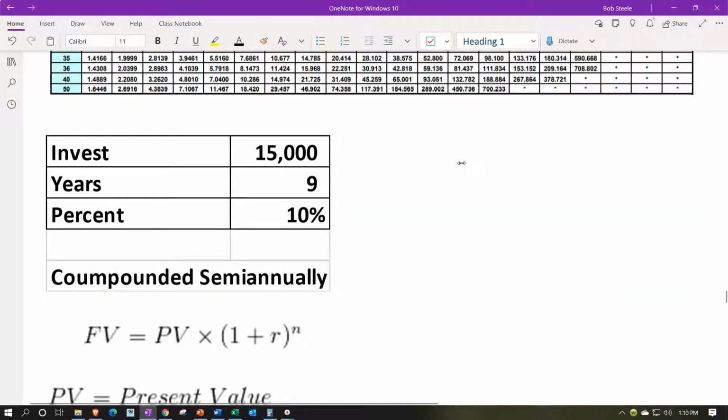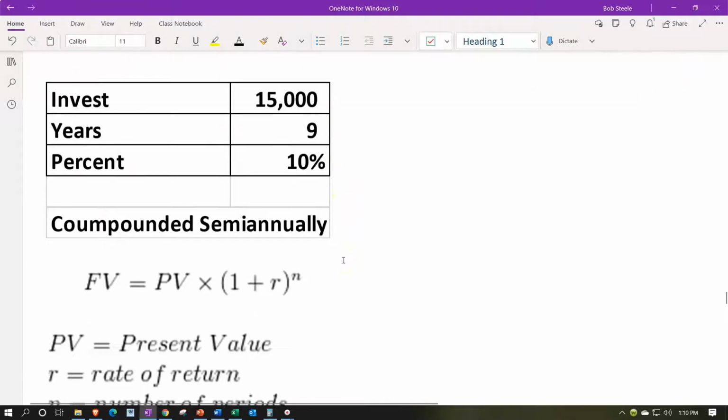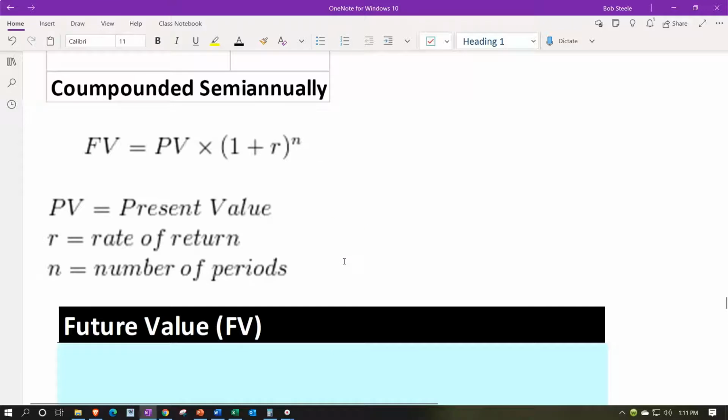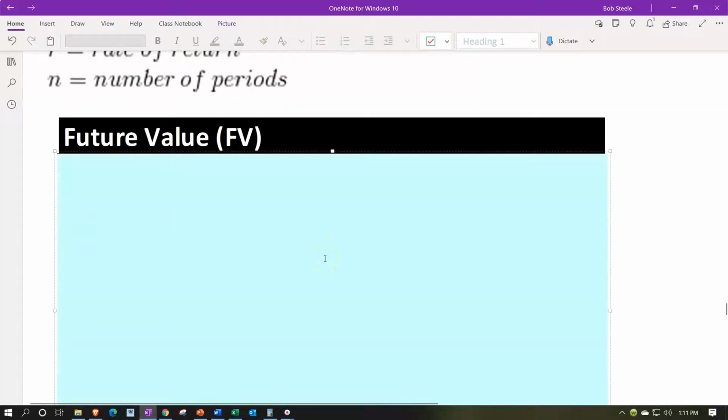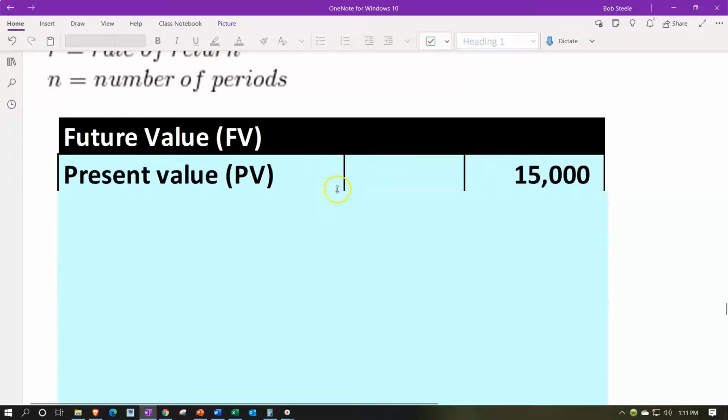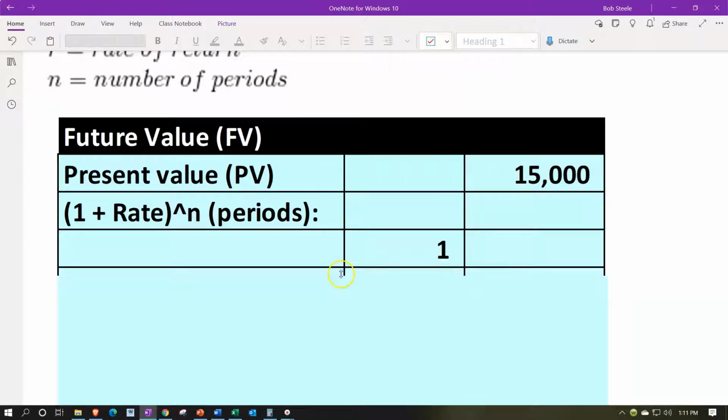So then we have down here, now we're going to do the new thing. We have compounded semi-annually. So what is that going to do to our system? We are going to invest the 15,000 for 9 years at 10%, but this time it's compounded semi-annually. So we have the future value calculation, present value times 1 plus r to the n. But now we got a little bit of an alteration, because when we're thinking about the periods here, we're thinking about semi-annual as opposed to annual. So we got the present value, 15,000, and we got our 1 plus rate to the n.